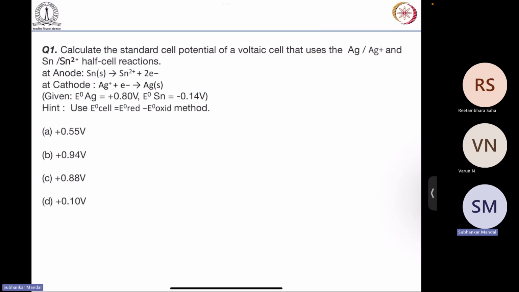Problem number 1: calculate the standard cell potential of a voltaic cell that uses the Ag/Ag+ and Sn/Sn2+ half-cell reactions. The anode reaction is where the oxidation happens. This is a 2 electron process: Sn goes to Sn2+ plus 2e-. And the cathode is where the reduction happens. So this is oxidation and this is reduction.